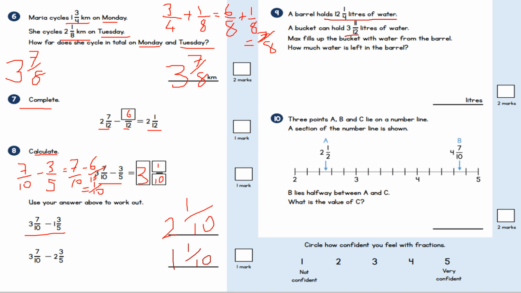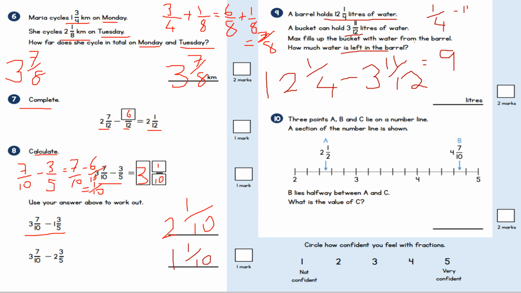A bucket can hold 3 11/12 of water. Max fills up the bucket with water from the barrel. How much water is left from the barrel? Okay, so I'm going to work out 12 1/4 take away 3 11/12. Now here, there is more than one way to do it, okay? Just for convenience here, I'm going to use a different method to what I normally do. I'm going to do 12 take away 3, which is 9. I'm then going to do a quarter take away 11/12.